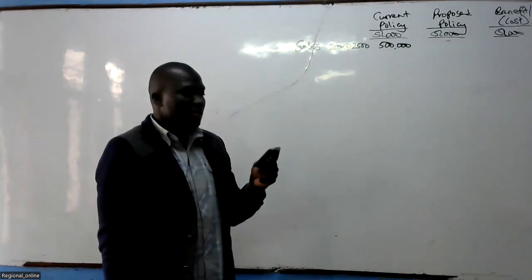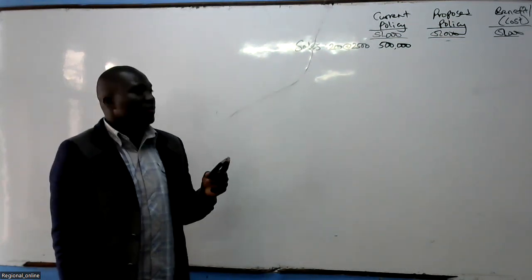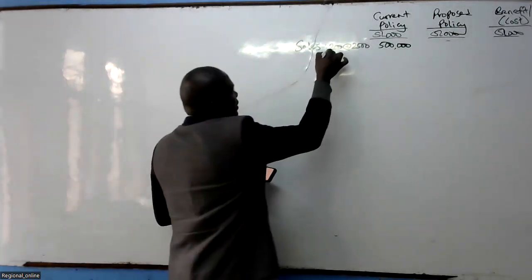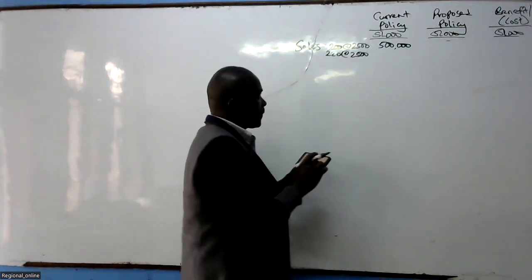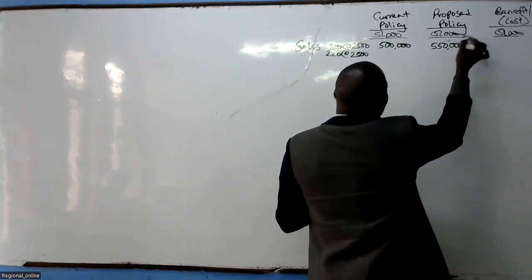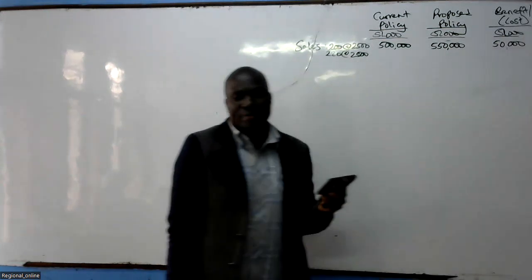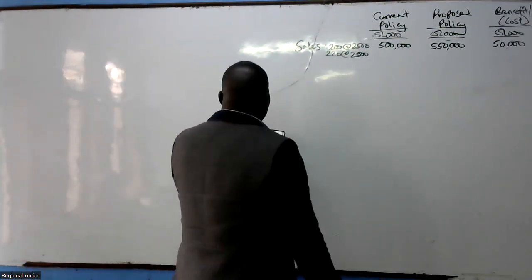And the proposed policy will be 220. So 220 times 2,500, 550,000. So sales increase by how much? They increase by 50,000. Is it good for the company? Yes, it is. Then we have the variable cost.